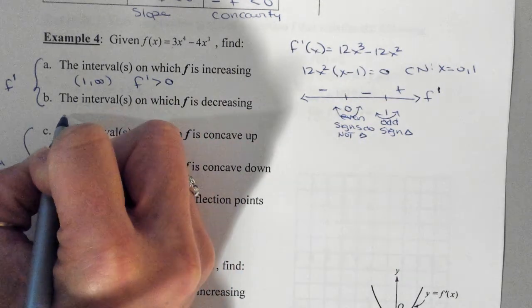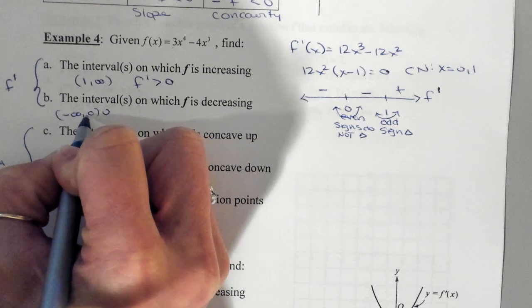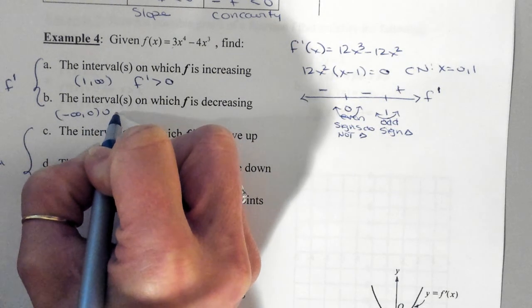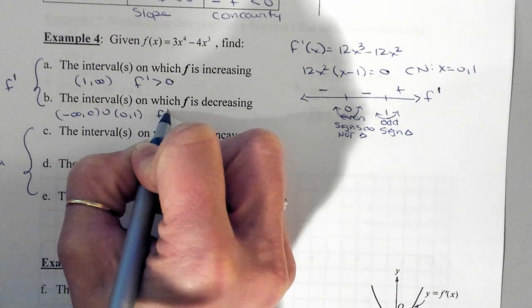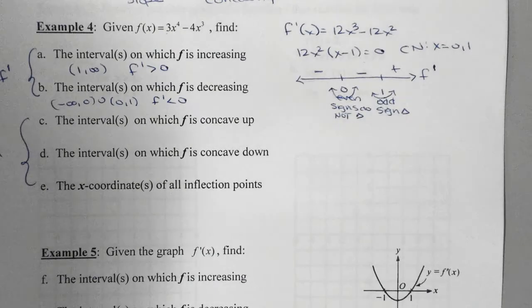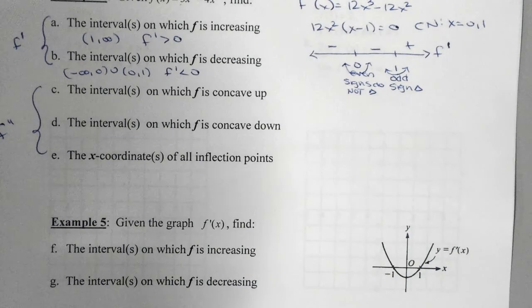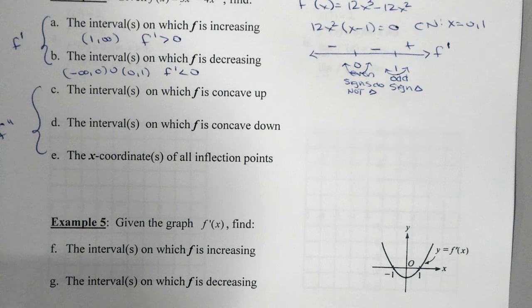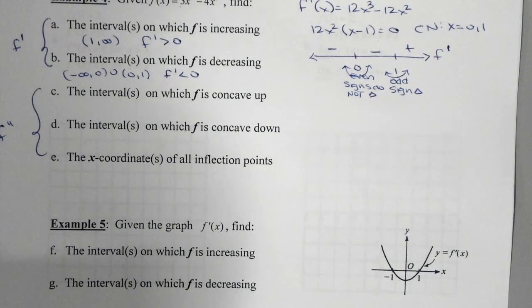So when you write this interval, it's negative infinity to 0, and you can put a union in there, from 0 to 1. And this would be because f prime is less than 0. So just be careful with that because we're not using brackets. Had we been using brackets, then we could have written just one interval. All right. Questions on increasing, decreasing before we move down to concavity and inflection?